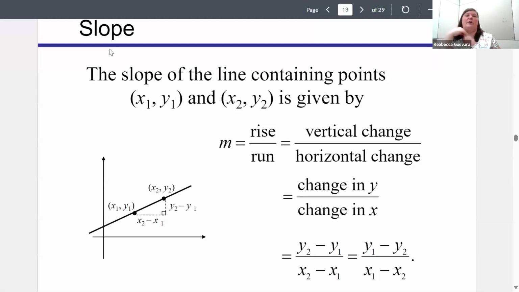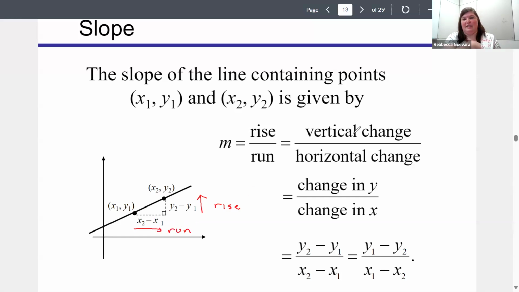Once again, this is an equation that you've probably seen before, but the slope of a line really is telling us how steep a line is. So you've always heard of this rise over run. What we're looking at is a vertical change over a horizontal change. So this change here is my rise, because this is where my graph going from left to right rises or falls. And then we call this the run.